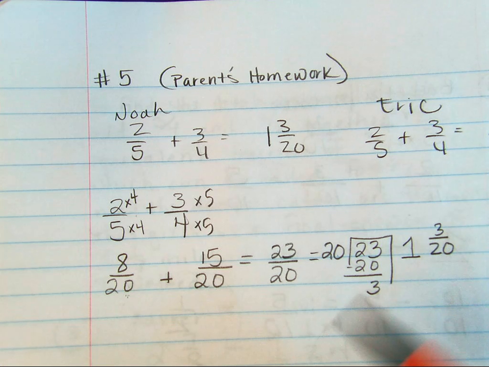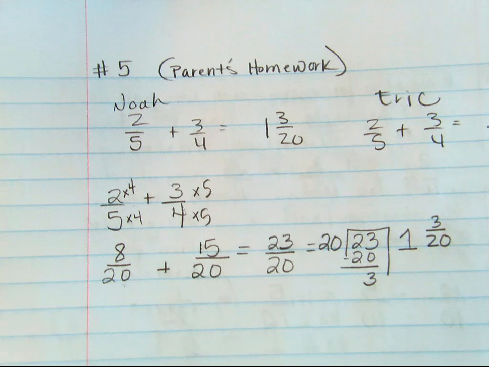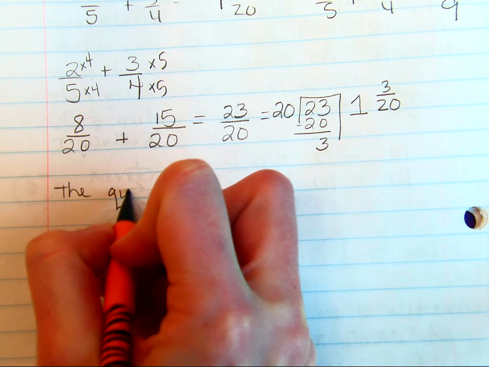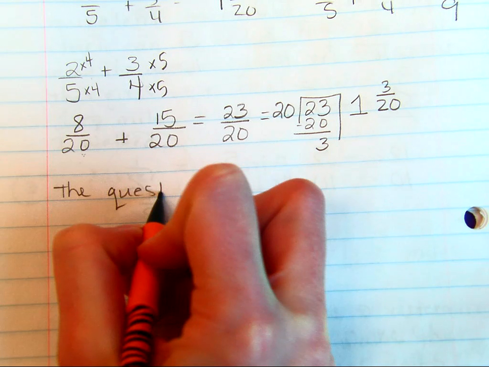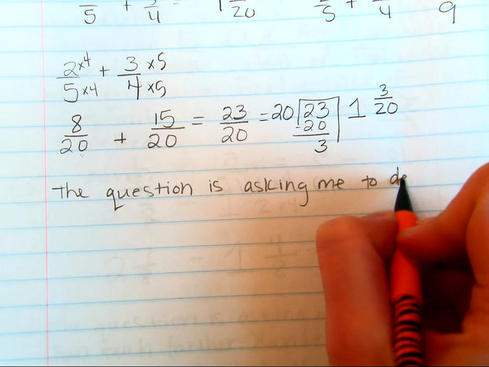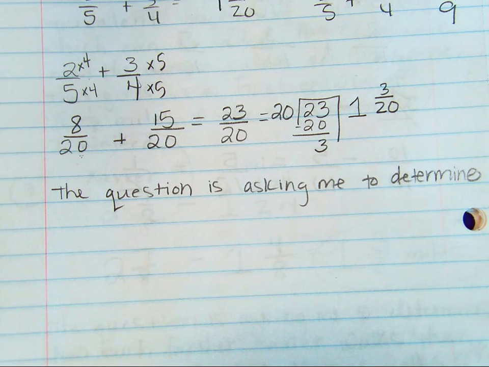So first step is to identify what the question is asking you. So the question is asking me to determine, and we don't make this up in our heads. We go right back to the printed problem and find what it's asking. It asks which student is correct.